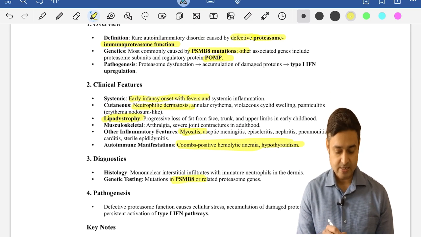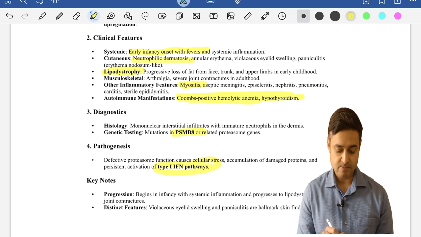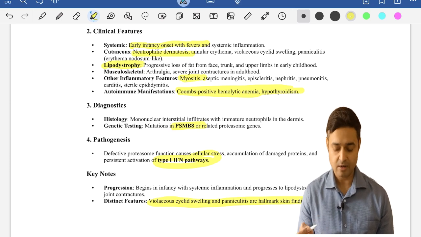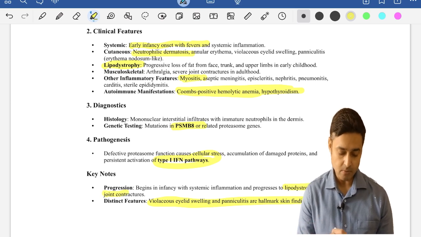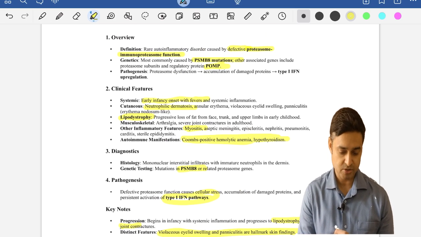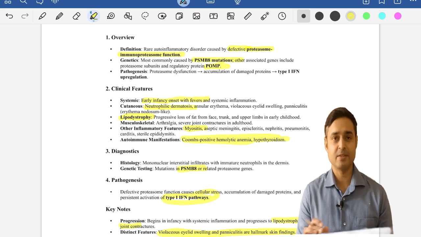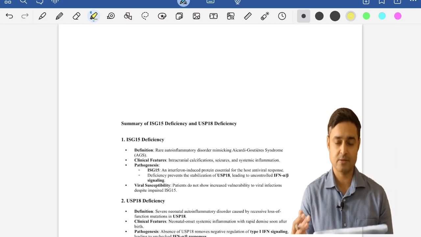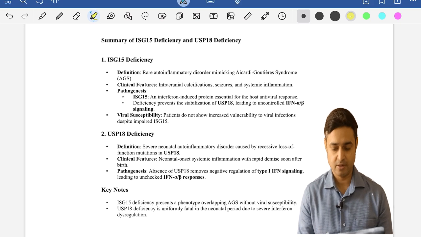The genetic testing is by the PSMB8 gene. Pathogenesis is by the type 1 interferon pathway, as we have seen. And again, violaceous eyelid swelling and panniculitis are hallmark clinical findings. Okay, lipodystrophy, joint contracture. So just remember these highlighted sections from this disease. This will be good enough.